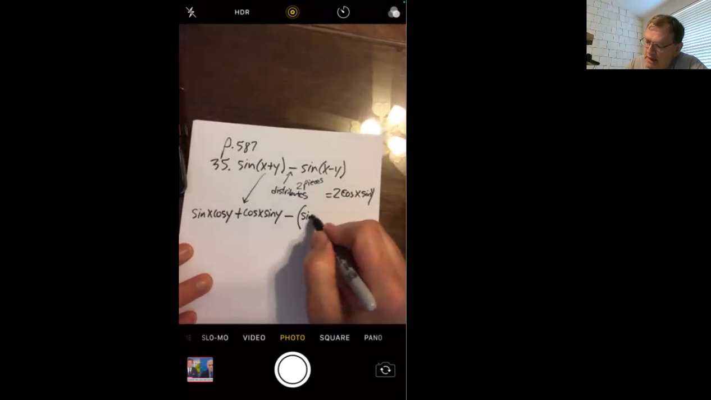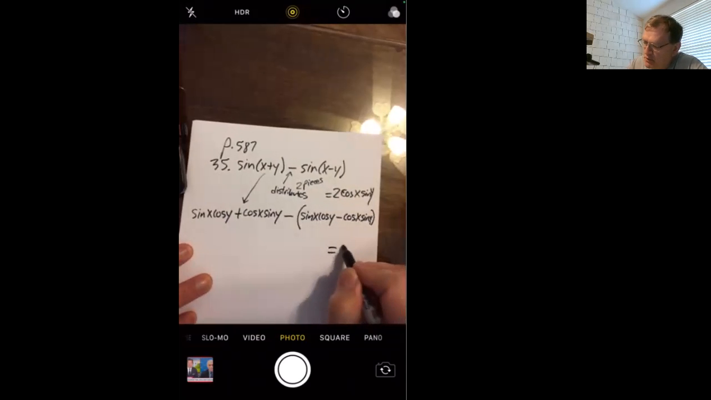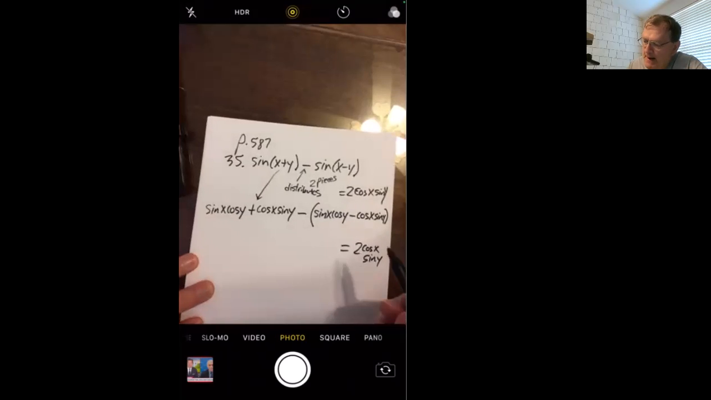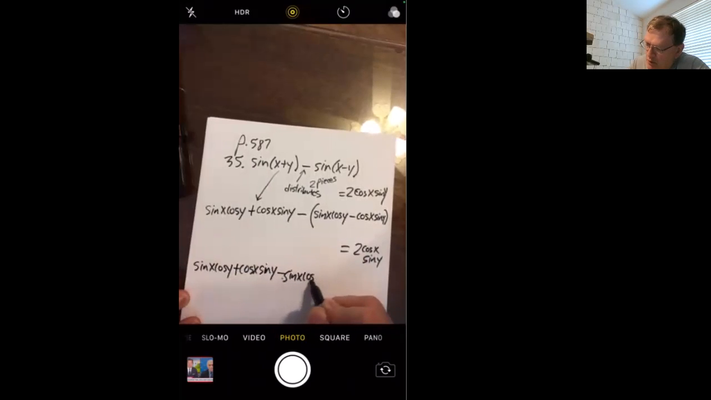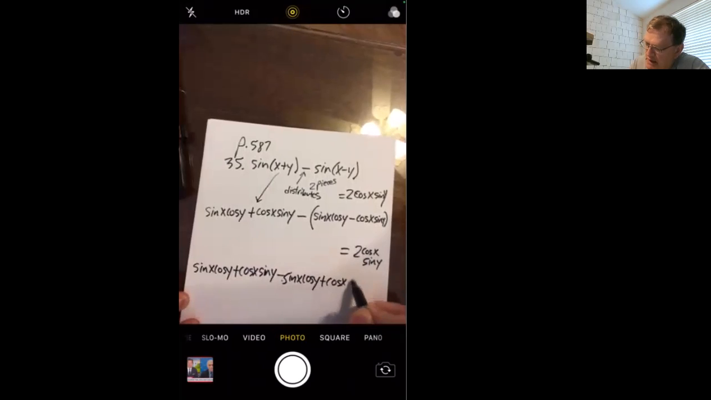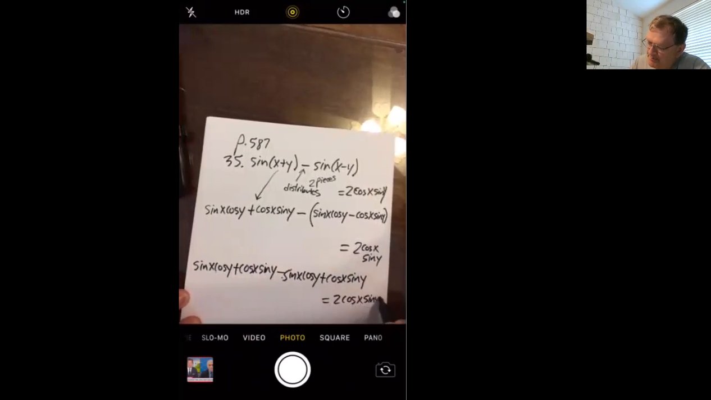So it's going to go sine x cosine y minus cosine x sine y. On the other side, you still have twice cosine x sine y. All right, so I don't know if you can see the algebra here in your head, but I'll go ahead and write out a step where I'm distributing the sine. So I'm getting sine x cosine y, cosine x sine y, minus sine x cosine y, add cosine x sine y, cosine x sine y.